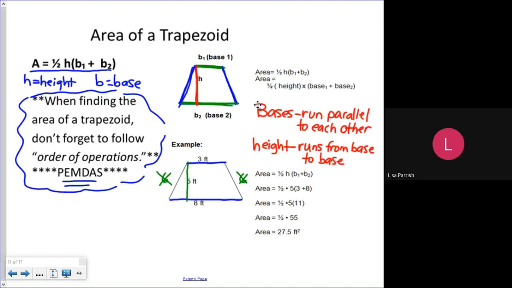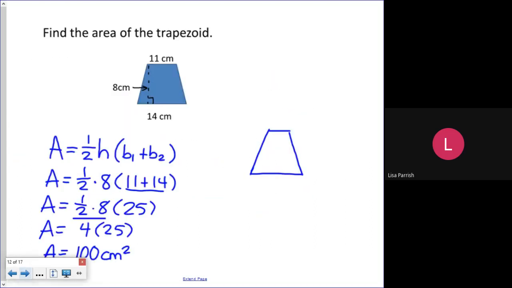Remember you're finding the bases, or the 2 sides that are running parallel. Your height is the line running from base to base. And remember on this one, you don't use the slanted sides. Remember, height stands up straight and tall. One more thing on the trapezoid: once you set up the problem, write your formula, plug in your numbers, and then follow PEMDAS.